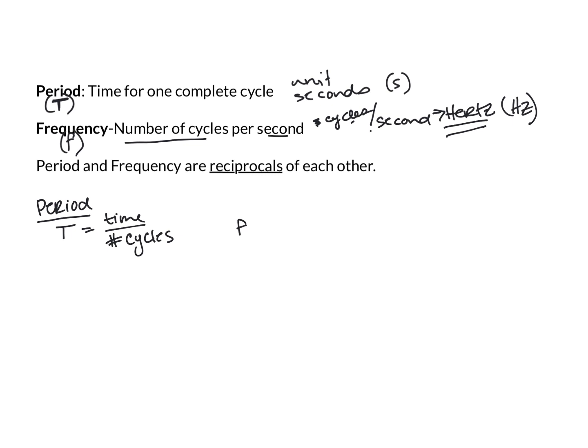And then the frequency equation is going to be the number of cycles divided by the total time. If they tell you one or the other, you can do period is 1 over the frequency. So if you know the frequency, to get the period, you can just do 1 divided by the frequency. If you know the period, to get the frequency, you can do 1 divided by the period because they're reciprocals of each other. So once you have one, it's really easy to get the other one.